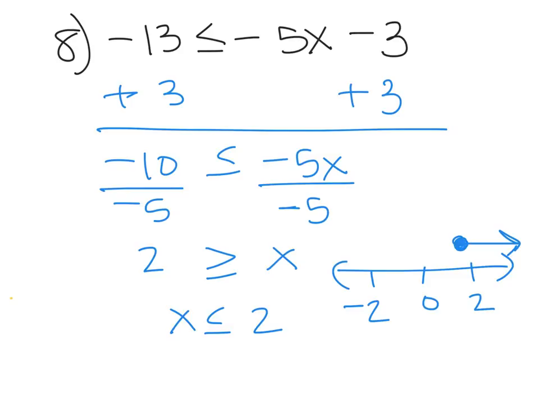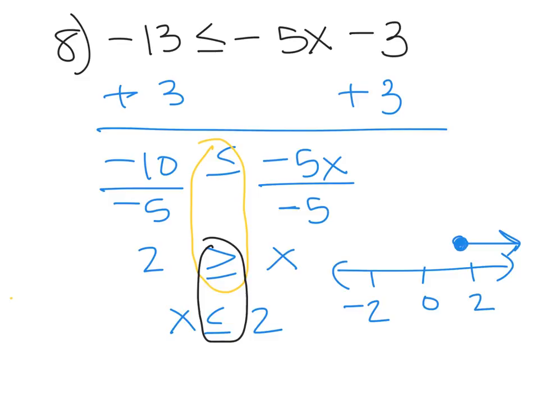I added 3 to both sides, and then I divided both sides by -5, which means I had to flip the sign right here. So I got 2 is greater than or equal to x, but then I had to flip the sign again because I need the variable on the left, so x is less than or equal to 2.